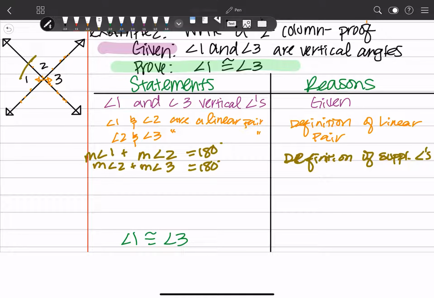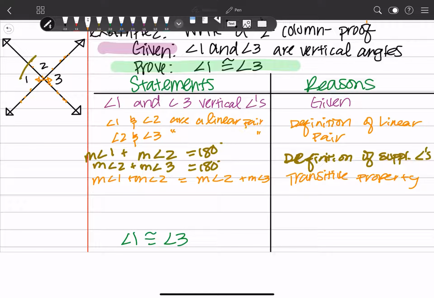All right, well, because we know that's the case, we can set it equal to each other because notice in the middle, they have the same thing. So we are going to use the transitive property here to write that the measure of angle 1 plus the measure of angle 2 is also equal to the measure of angle 2 plus the measure of angle 3, because they both add up to be 180, so we can set them equal to each other.